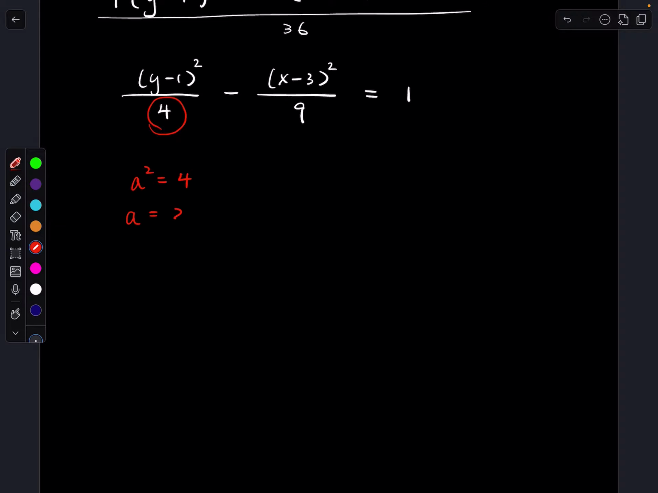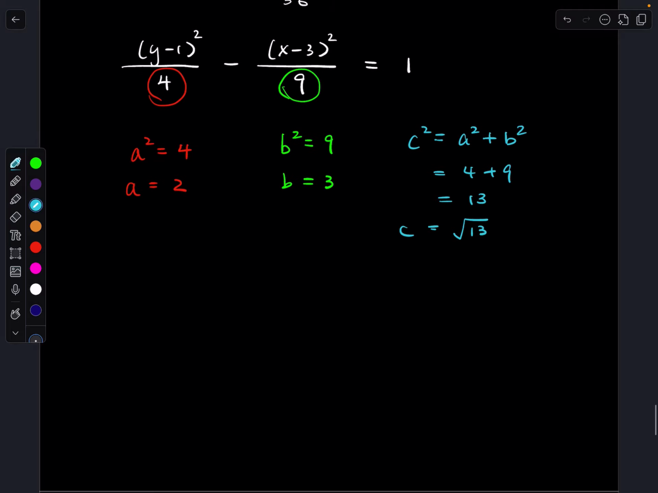a equals 2. The back number right here is your b. b squared equals 9. b equals 3. We're just going to get the c squared real fast for our foci. So c squared equals a squared plus b squared, which is 4 plus 9, 13. We take the square root, so c equals root 13.